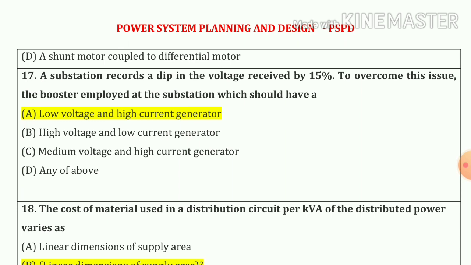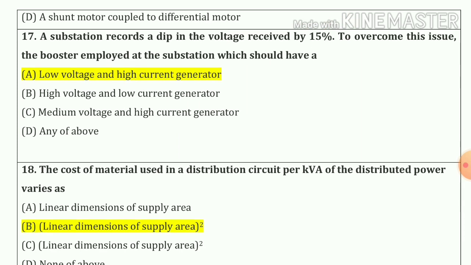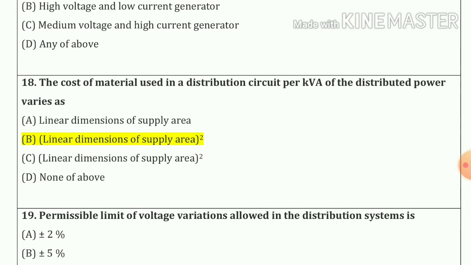Now, question number 17. A substation records a dip in the voltage received by 15%. To overcome these issues, the booster employed at the substation, which should have a low voltage and high current generator, our answer is option number A. Now, question number 18. The cost of material used in distributed circuit per kVA of distributed power varies as option number B, linear dimensions of the supply area whole raised to square.